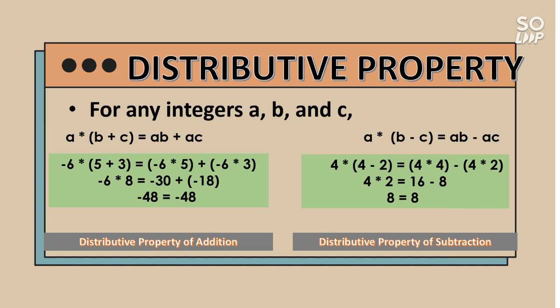Now, let's see without using distributive. So, here, 4 times the quantity of 4 minus 2. So, first, 4 minus 2 is equal to 2. Then, we bring down 4. So, 4 times 2 is equal to 8. Now, this is the distributive property under addition and subtraction.